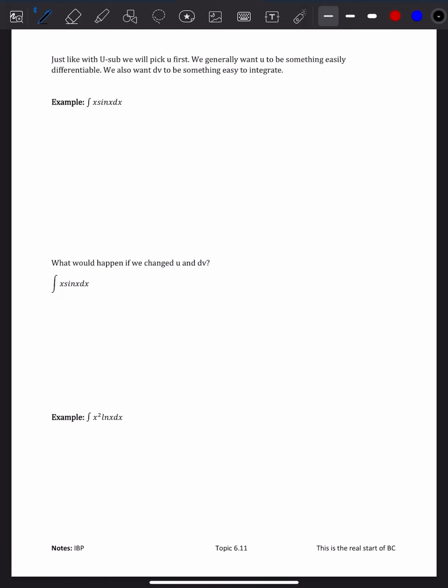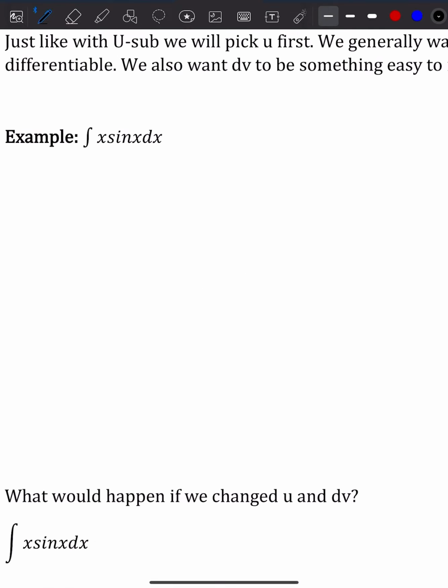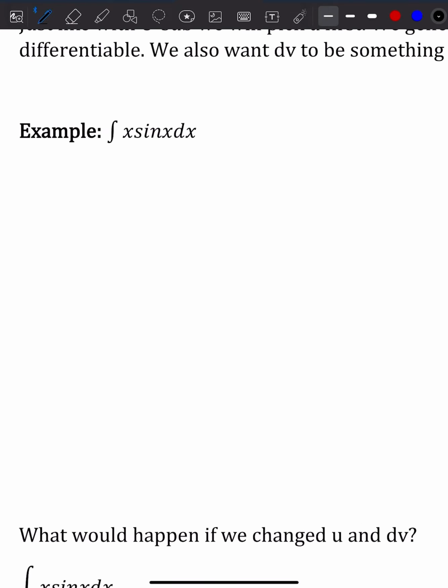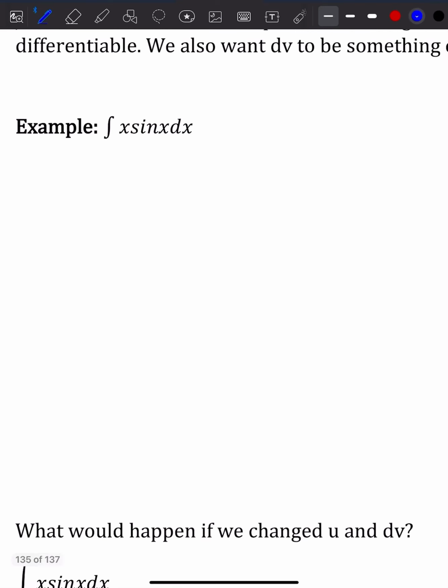So just like with u substitution, we want to pick our u first. The difference being when we pick u here, we generally want it to be something easily differentiable. And dv, we want to be something easy to integrate. So we have x sine of x. Something that's really easy to take the derivative of is x to the first power. So we're going to make u be x.